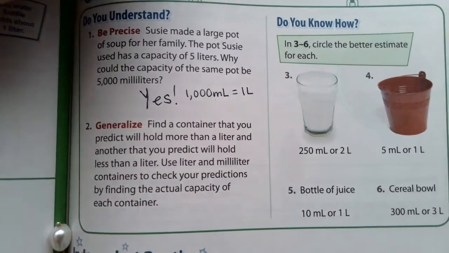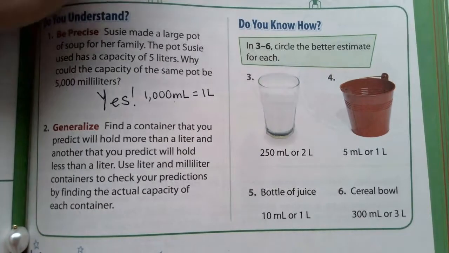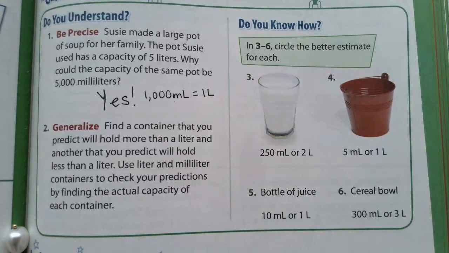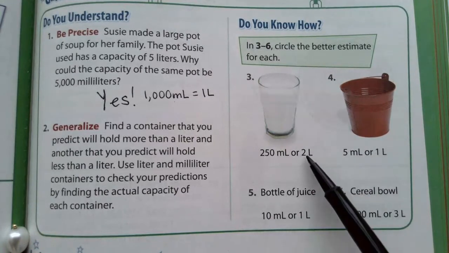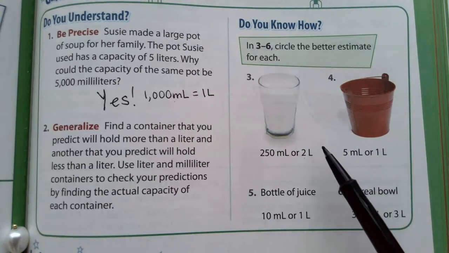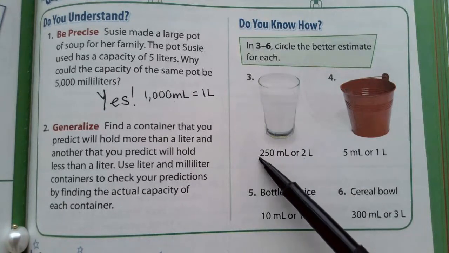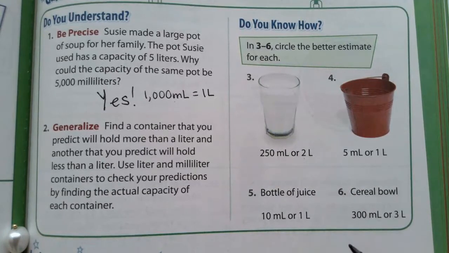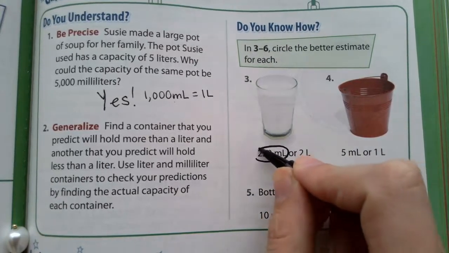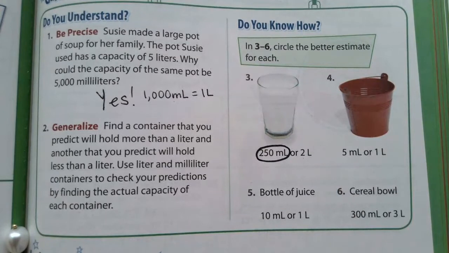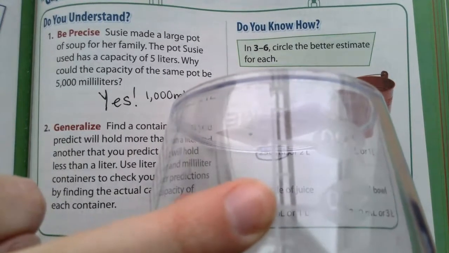Let's move on to do you know. Circle the better estimate for each. So would this be closer to 2 liters? Think about that big water bottle, or is it just a cup, 250 milliliters? It would be closer to 250 milliliters. That would be 1/4 of a liter. So if I'm looking at this, that would be up to here.